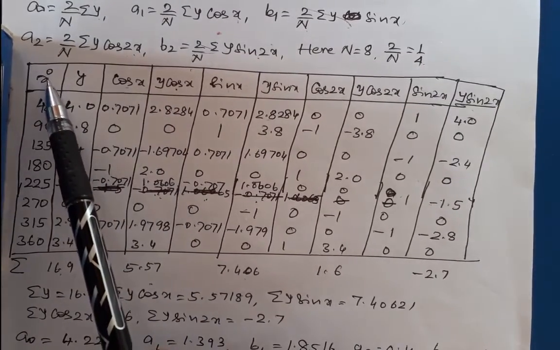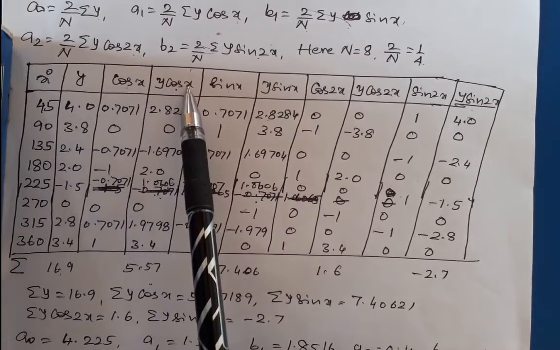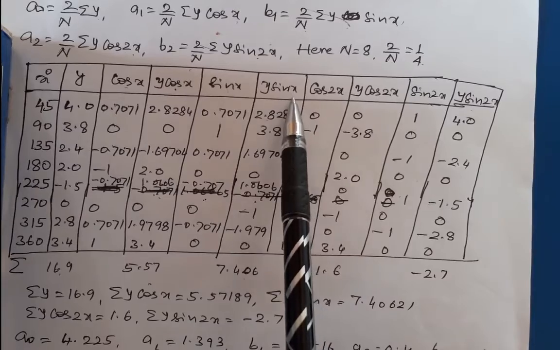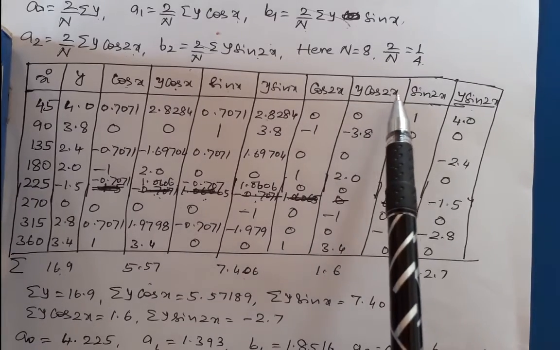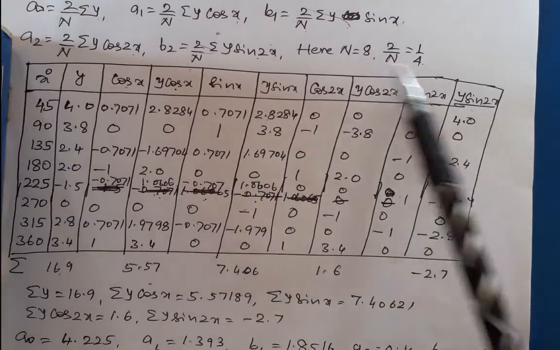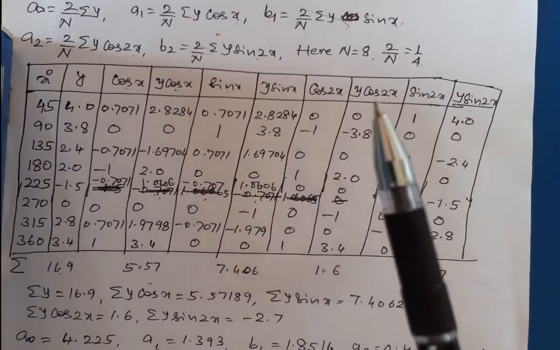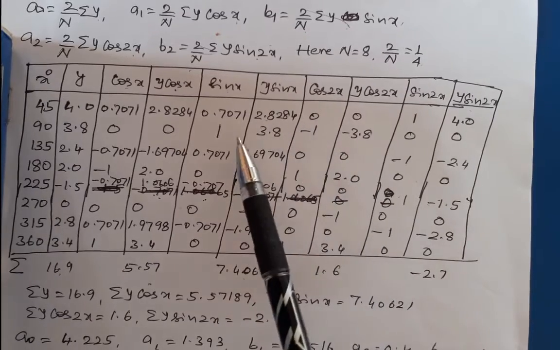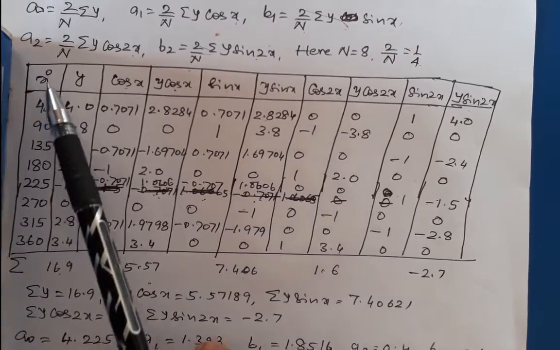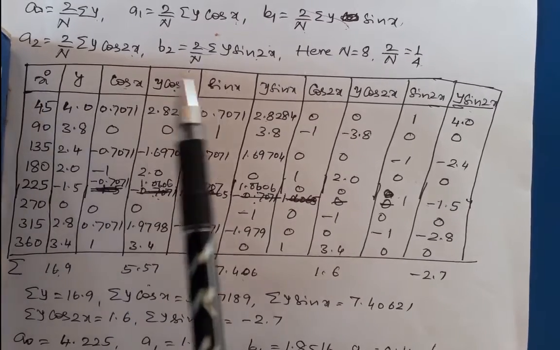Therefore, summation x degree, y, these are taken from the table. Then cos x, y cos x, sin x, y sin x, cos 2x, y cos 2x, sin 2x and y sin 2x. The table is shown here. Do not take the table directly, and do not memorize it either. Using your own calculator, do the calculation correctly and neatly. Take care again that the values of x are taken in degree mode.